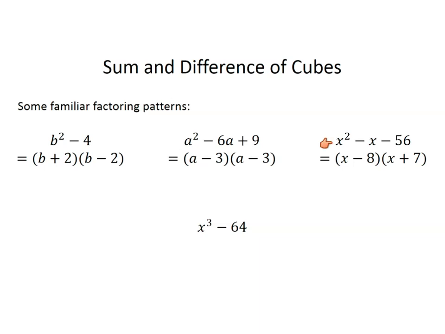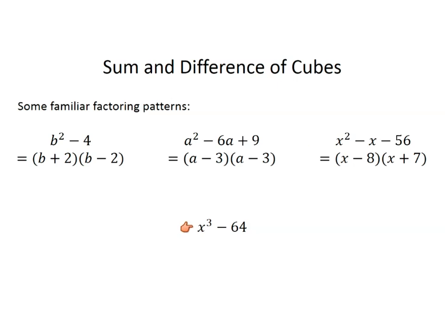And then in the last lesson, we looked at trinomials that are not special pattern trinomials, but that are easily factored by finding 2 numbers that multiply to be C and add to be B. So our value of C is negative 56. Our value of B is negative 1. And if we're looking for 2 numbers that multiply to be negative 56 and add to be negative 1, then negative 8 and positive 7 fit the bill. So those are the types of factoring problems that we've looked at up to now.